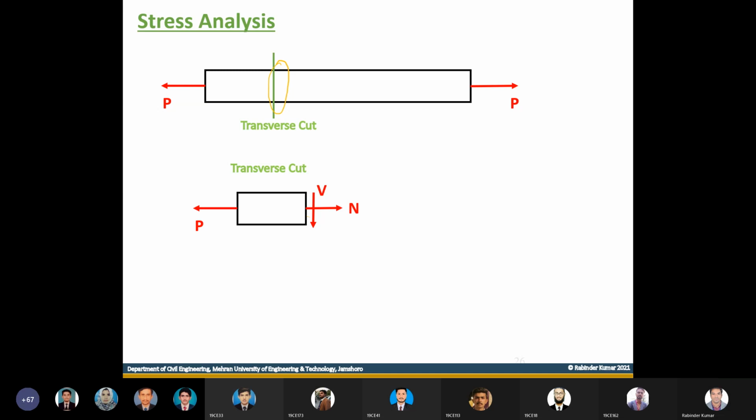ओके, किसी भी चीज़ को हम कट करेंगे वहाँ पर हमें ऑटोमेटिकली दो फोर्सेस मिल जाएंगी. ओके, एक नॉर्मल फोर्स होगी which will be perpendicular to the plane, और एक पैरेलल फोर्स होगी which is known as the shear force. Okay, so this is for the transverse cut. So if you want to find the stresses on inclined plane, जरूरी नहीं है कि कट इस तरह हो.